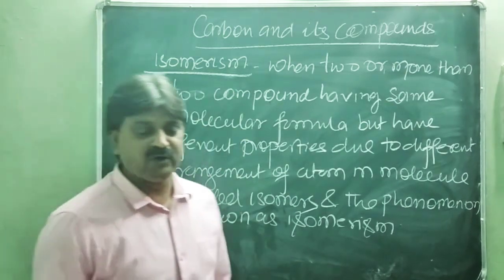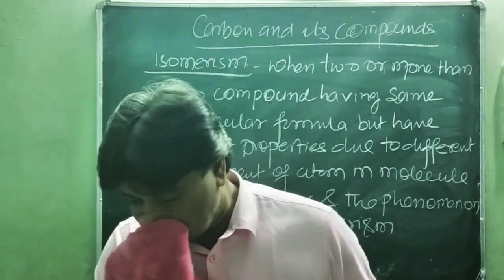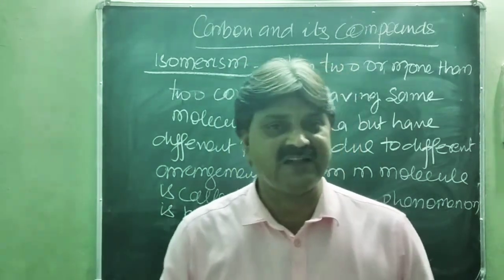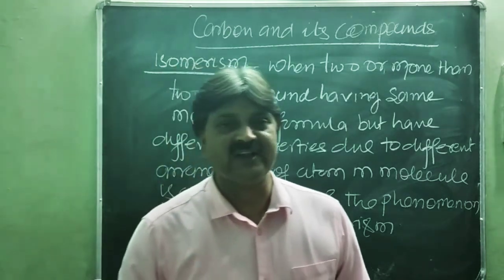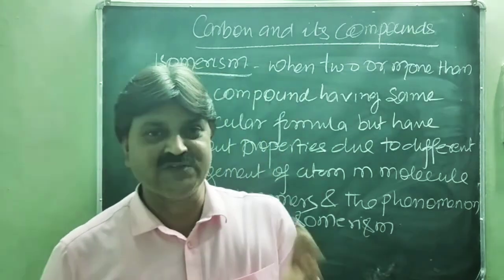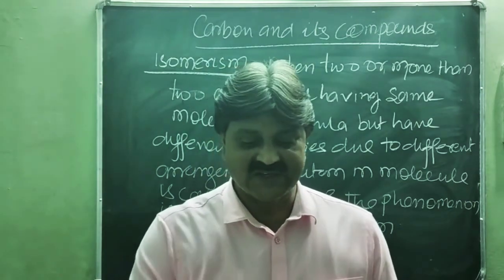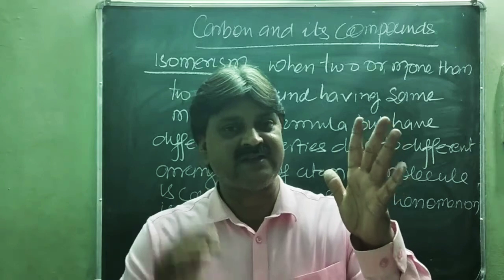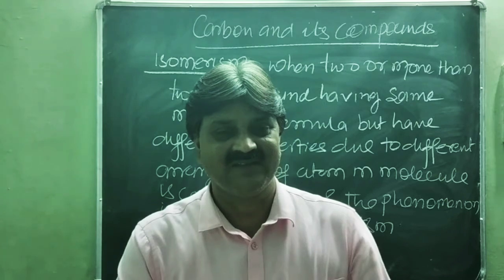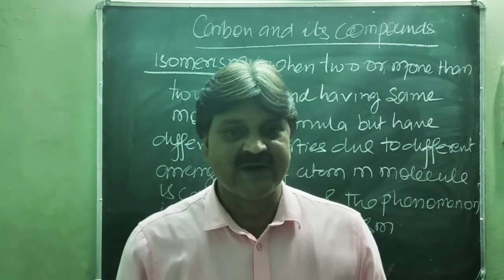Is it clear? When two or more compounds have the same molecular formula but different properties, why different properties? Due to different arrangement of atoms in the molecule, they are called isomers, and the phenomenon is known as isomerism. Basically, isomerism is made of two words, iso and meros. Iso means same, meros means part. Just like the mirror image of the left hand is the right hand, so left and right hand are isomers of each other. Same parts, same molecular formula, but different properties.